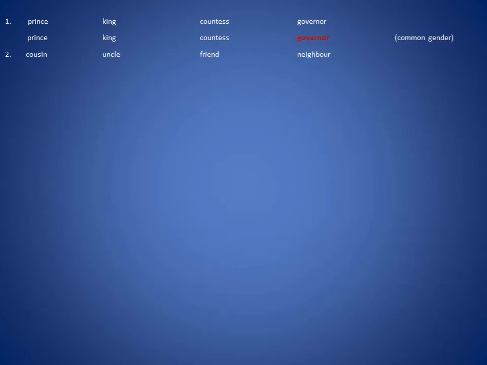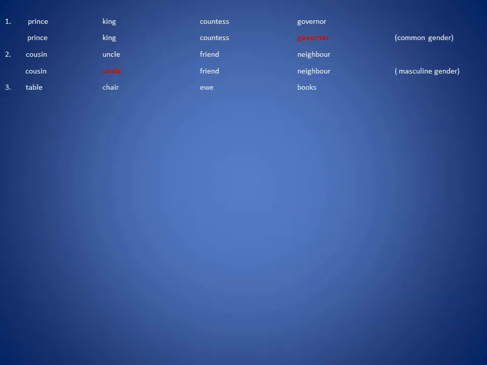Second one, cousin, uncle, friend, neighbor. So here cousin, friend and neighbor, these 3 are included in common gender. And what about uncle? It's not included in common gender, it is included in masculine gender. So which is the odd one here? Uncle, because it's a masculine gender.